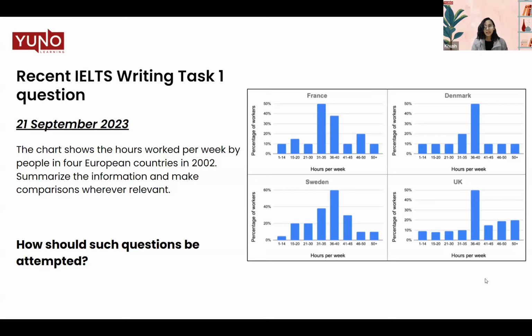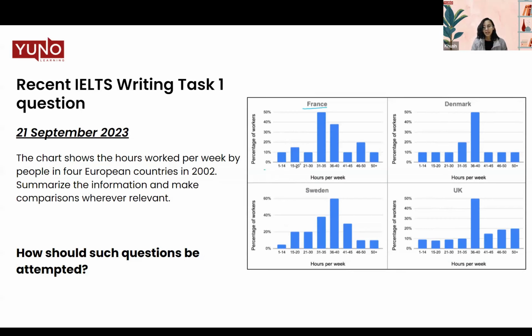So if you can see, let's have a look at this particular. If we see France, there's an x-axis, and in this axis, we're given the number of hours, the hours per week. Here we are given the percentage of workers. That means 1 to 14 hours. How many percentage of workers worked for 1 to 14 hours? 10% of the workers. This is how the information is presented.